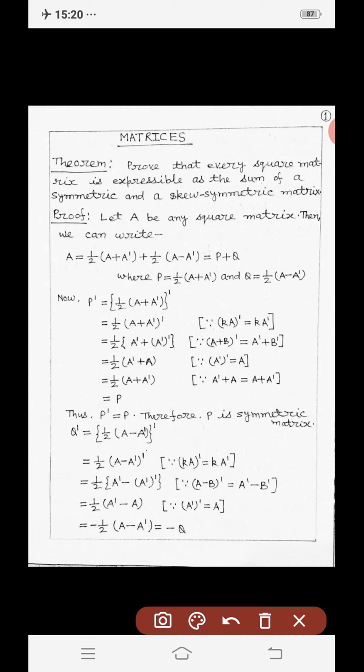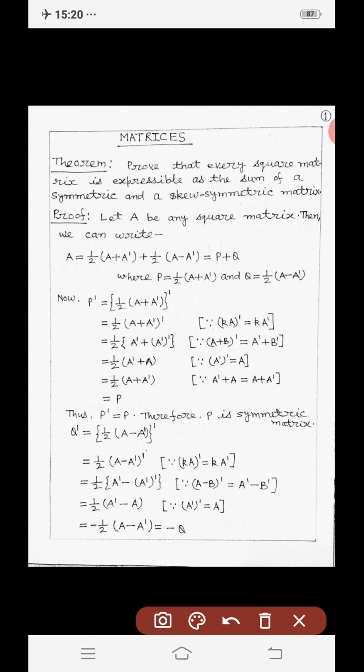Now recall them. A matrix obtained by interchanging the rows and columns is called the transpose of a matrix, and it is denoted by A dash or A to the power T. A square matrix A is said to be symmetric if A transpose equal to A, and a square matrix A is said to be skew symmetric if A transpose equal to minus A.